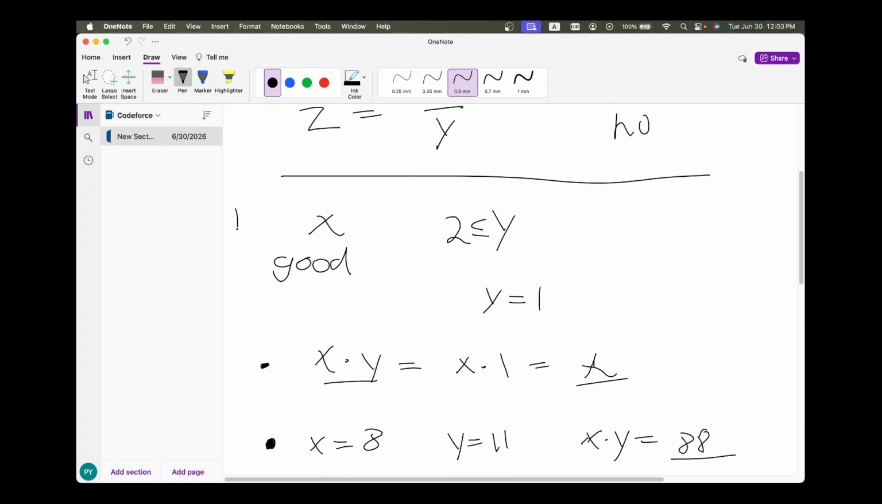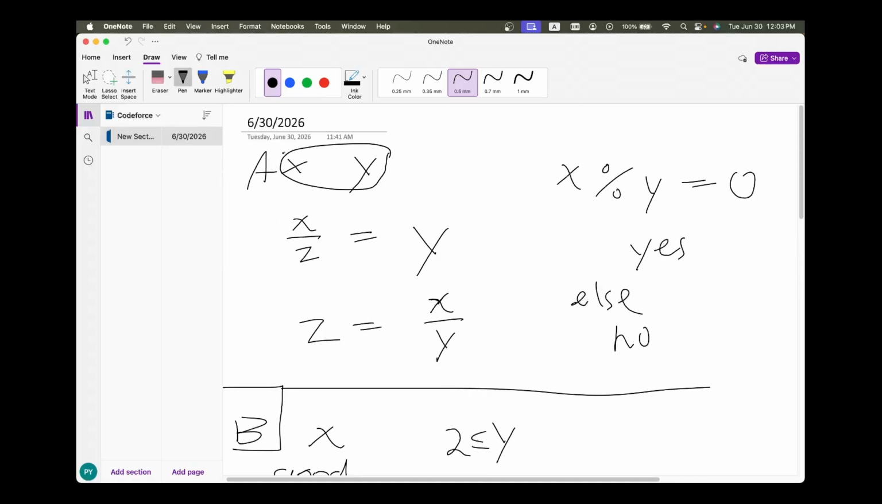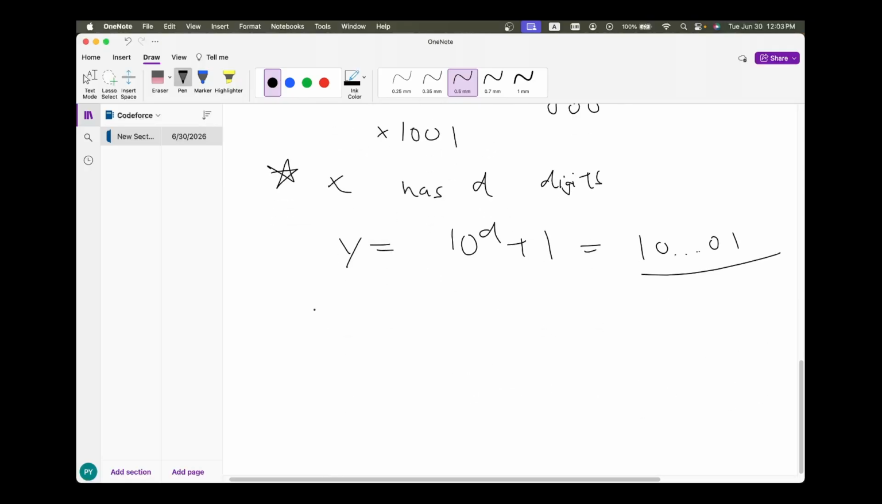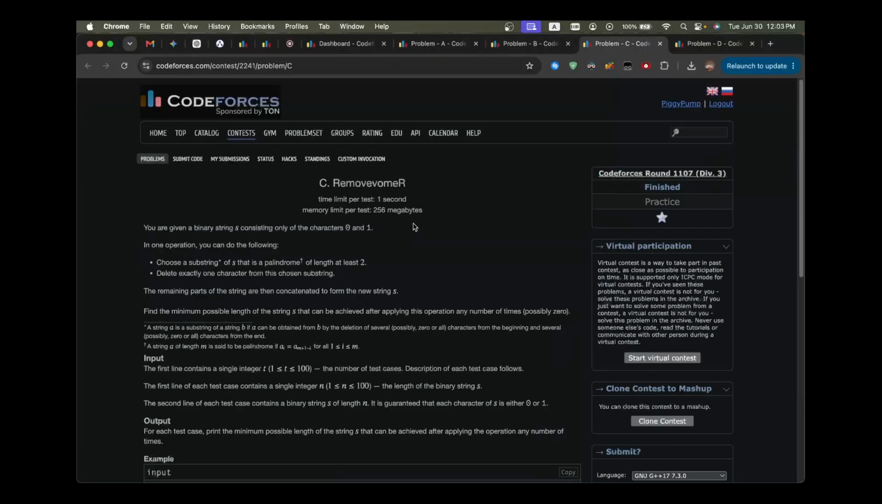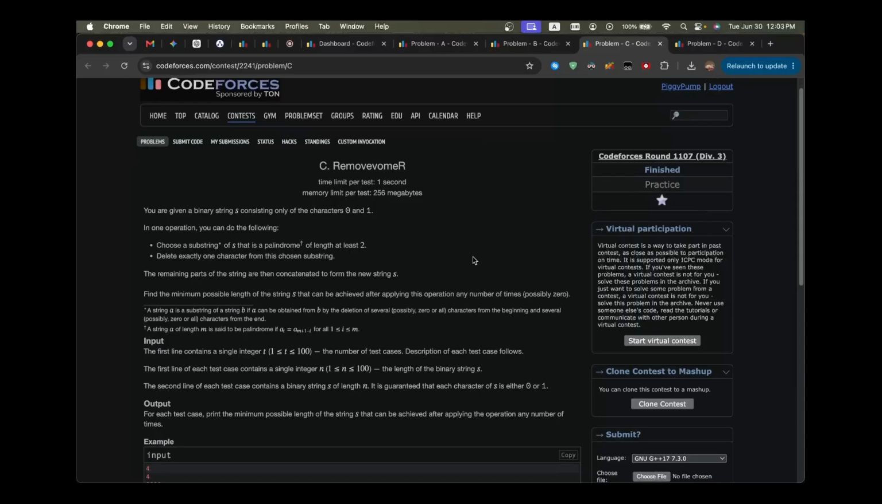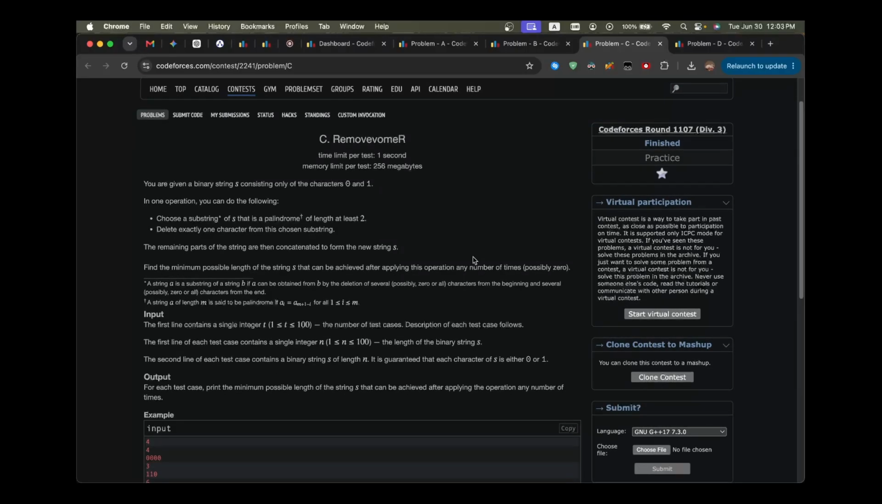Yep. Should we move on? Let's move on. Yeah. Okay, now we're on to C. Problem C, remove... How do you pronounce that? Removevomer. Yes, that's palindrome. Better. Because the problem's about palindromes.